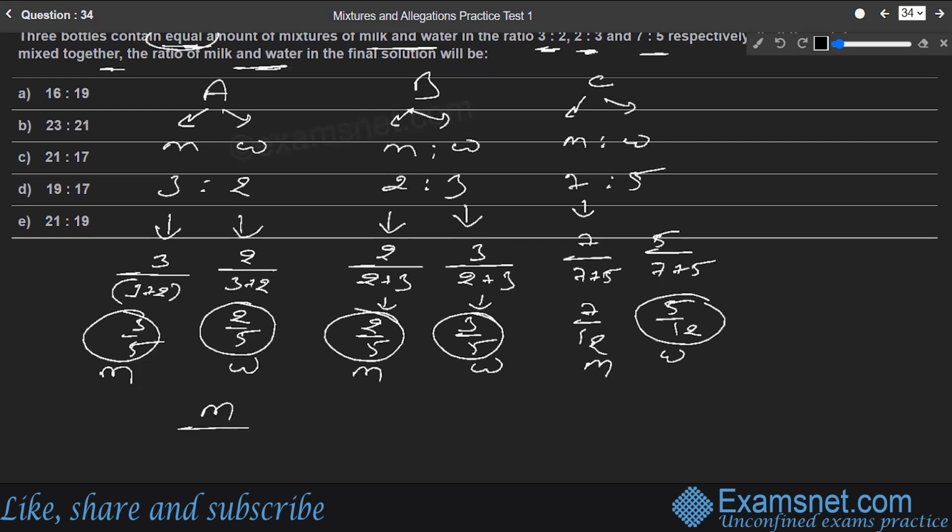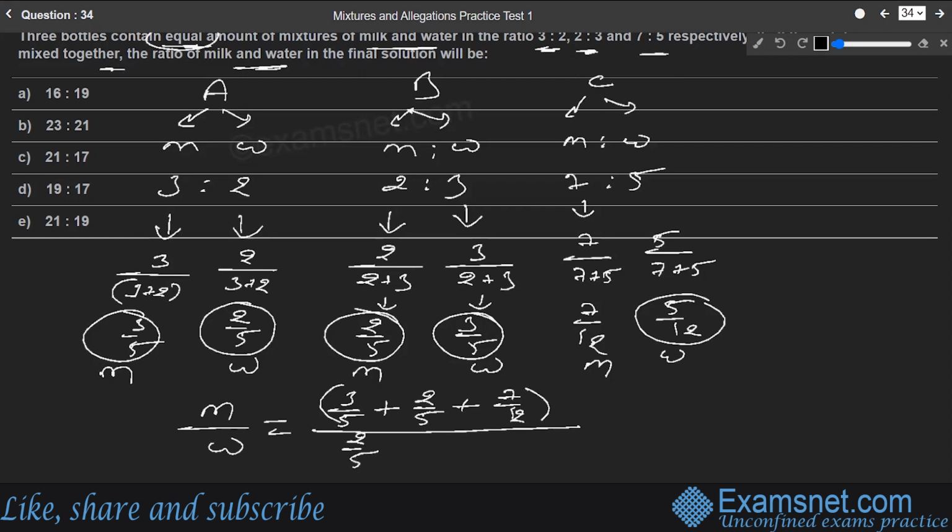So the ratio of milk to water in the mixture can be found by adding the milk parts together. The 3 by 5 is the first milk part, 2 by 5 is the second milk part, and 7 by 12 is the third milk part. Total milk part is this much. What about the total water part?